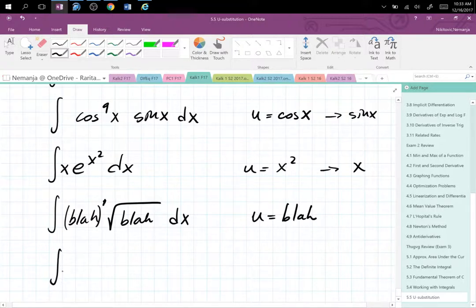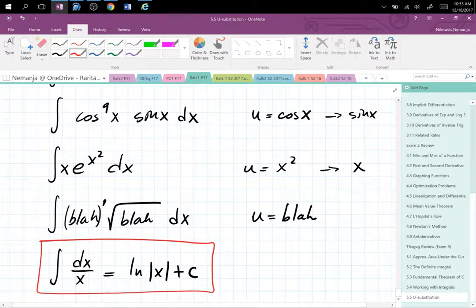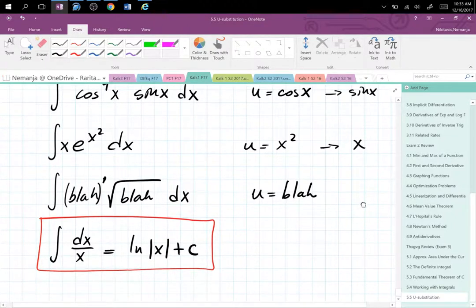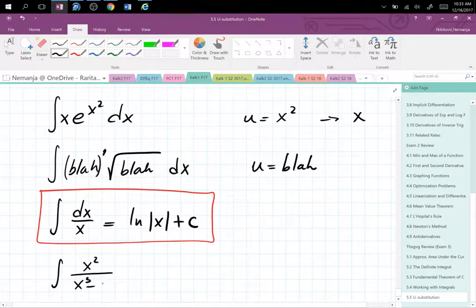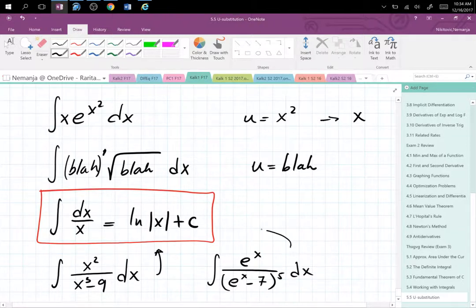Some integrals that are very difficult to detect are the ones that, because you're not used to it, maybe I should write as a formula. So dx over x is equal to ln absolute value of x plus c. You know this formula from your previous life. It's a little bit harder to detect in, say, the integral of x squared divided by x cubed minus 9. That will be that formula. Or the integral of, I don't know, e to the x divided by e to the x minus 7 dx would also be that formula eventually, because you have the denominator as a function.